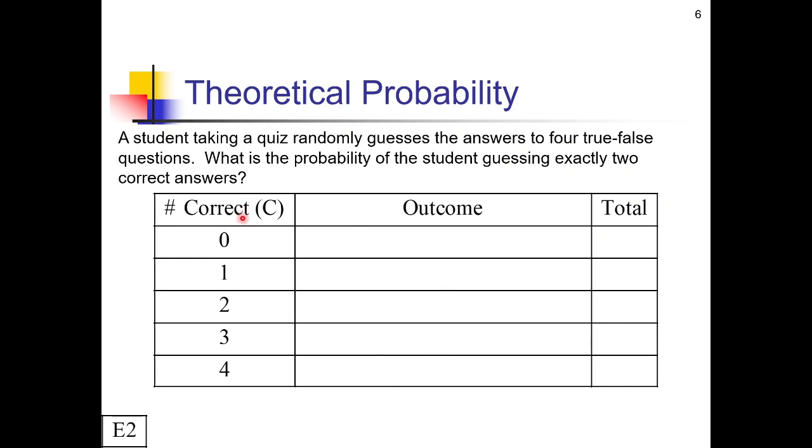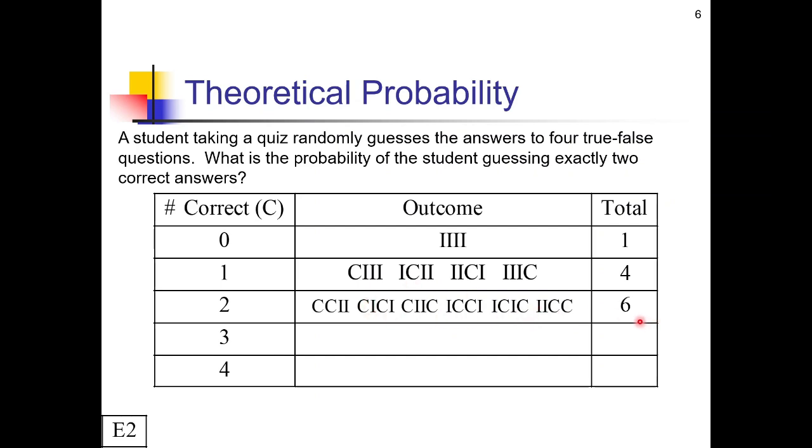All right, now if we have 0 correct answers, that means that our outcome, there's only one way to get that. That's if you got incorrect on all 4. And there's only one way that that's going to happen. Getting 1 correct answer, you could have gotten the first answer correct, or the second, or the third, or the fourth. So there's 4 different ways of having 1 correct answer. 2 correct answers, well, you could have had the first 2 correct, or the first and the third, first and the fourth. You could have had the second and the third, the second and the fourth, and then you could have had the last 2 correct. So there's a total of 6 different ways of getting that.